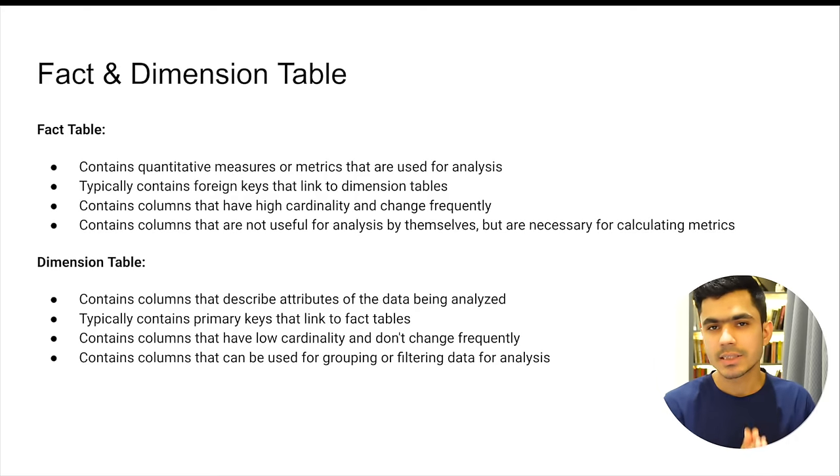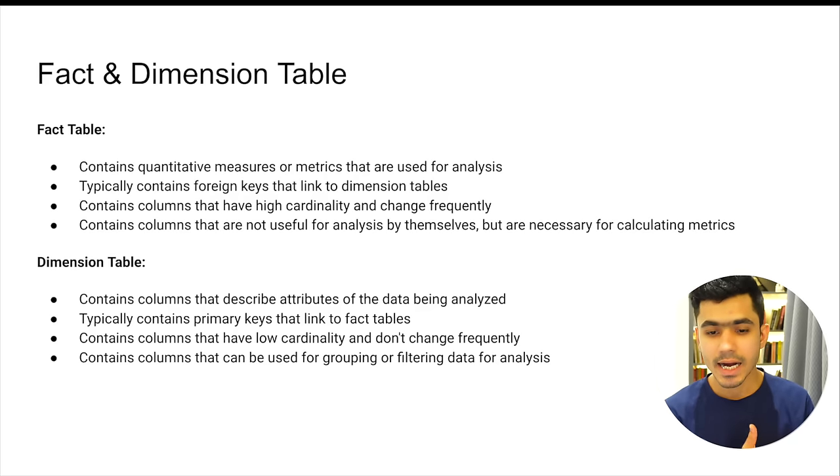To understand this concept better, let's take the example of an e-commerce platform. Let's say you're working at Amazon. Inside Amazon, the key metrics will be, let's say, the total number of products that got shipped today, the total number of orders that we received today, and the total number of returned products. These are the quantitative measures, and they give us the overall picture of what is happening. So generally we put all of these numerical or transactional values inside the fact table.